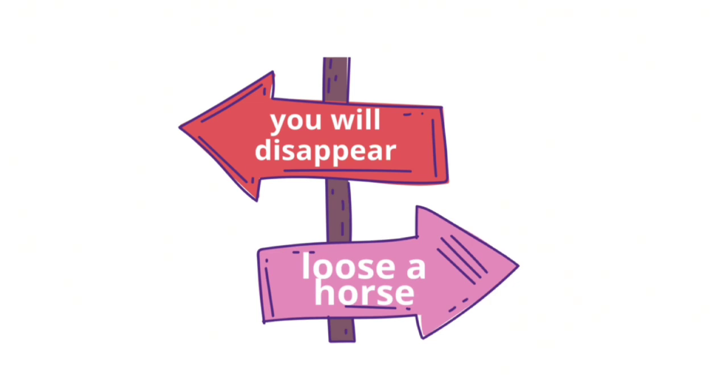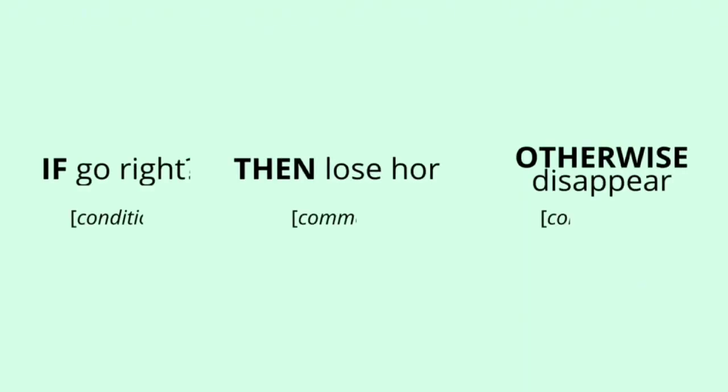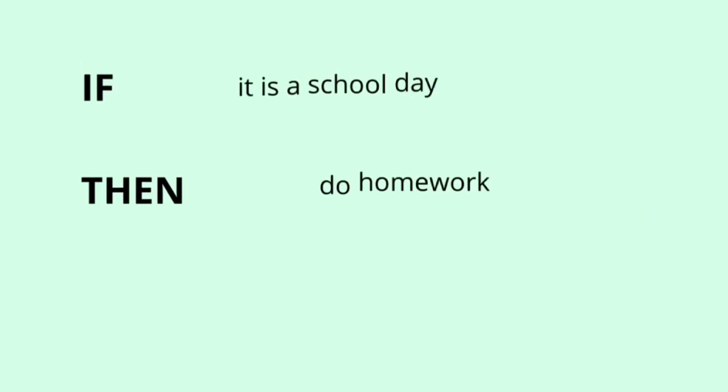The story contains a decision that can be written down using the word if. We can rewrite the decision Tsarevich has to make in a more formal way using an if statement. If go to right, condition, then lose horse, command first. Otherwise disappear, command second. If the condition is true, then we do command first. If it's false, then we do command second.